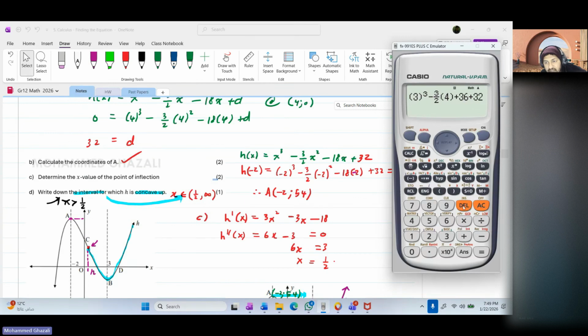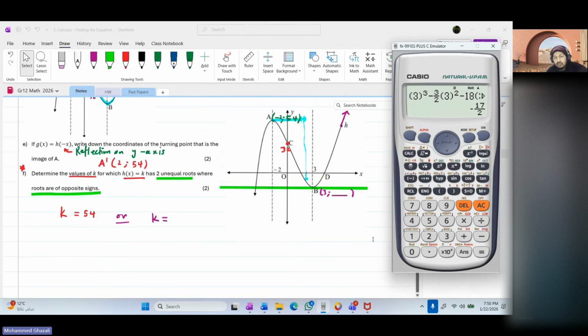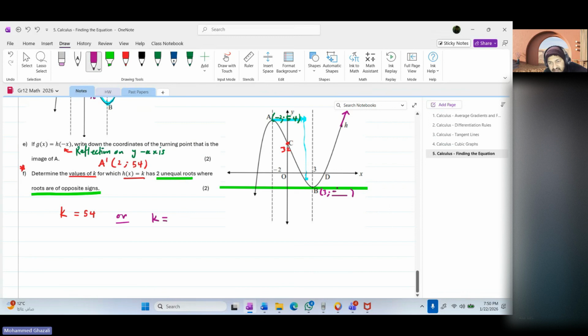That's going to be 3 squared, right? 3 squared minus 18 times 3, plus 32. Yeah, so that's going to give me minus 17 over 2 or minus 8.5. Let me just keep it as minus 17 over 2. So this coordinate here is minus 17 over 2, right? So the value of k is negative 17 over 2, okay? And those are your answers.